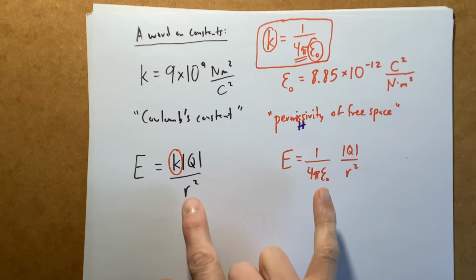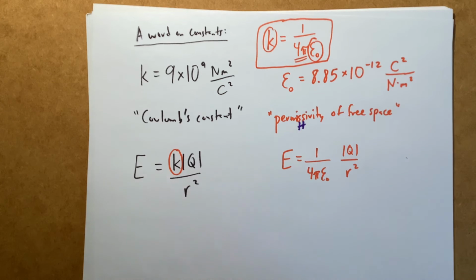Now, which one of these two is right? Well, they're both right. They're just different ways to express that same formula. I tend to prefer this statement just because it's a little more compact. This is less writing. But there are other equations that we have coming up where they are actually more compact, being written with epsilon naught instead of with K. And so then we'll tend to favor epsilon naught a little bit more.